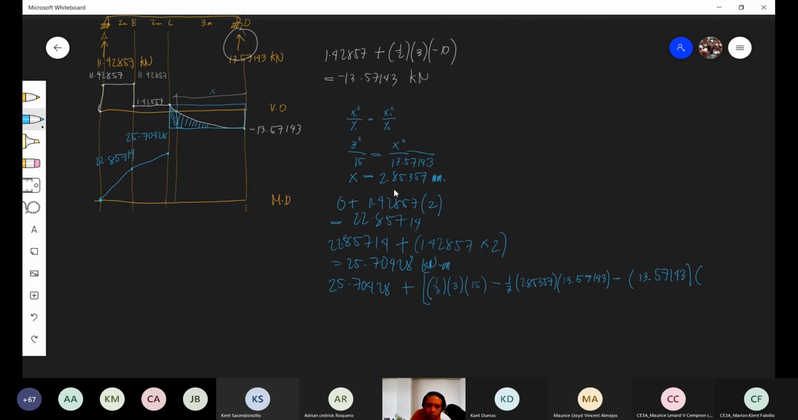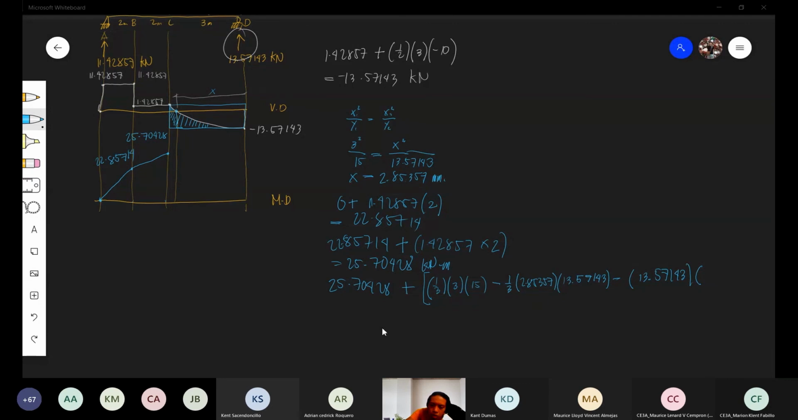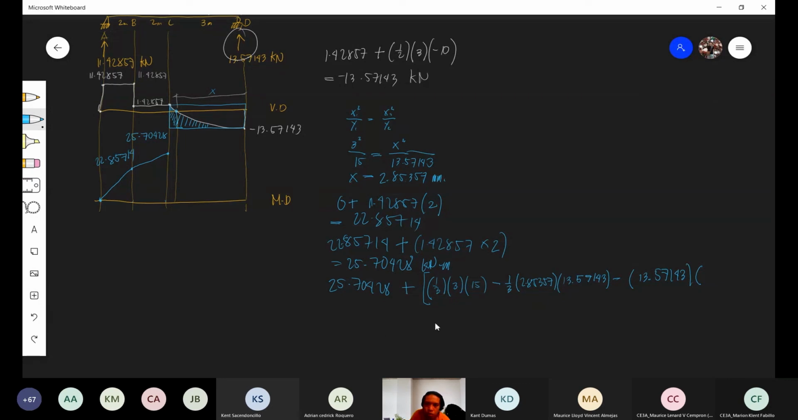3 minus x, at the value of x, what is it? 3 minus 2.85357 is 0.14643. Is that right? 0.14643. Yes. Then we get 9.353. Is that right, guys? It should include the 25.